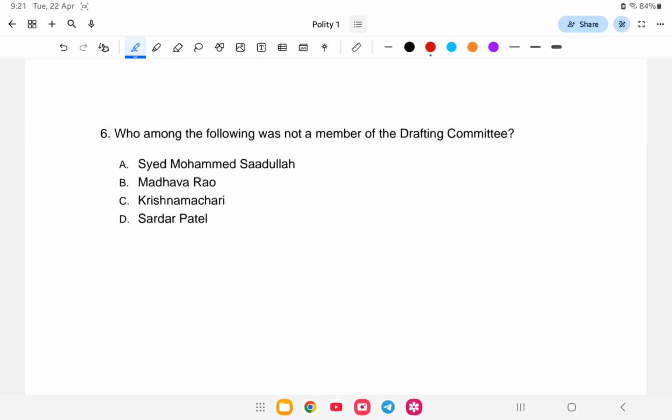Who among the following was not a member of the drafting committee? Kala committee, Kundu Dakane, Syed Mohammad Sadullah, Madhav Rao, Krishnamachari, or Sardar Patel. So option D is the correct answer. Sardar Patel is not included. Let us study in detail about this.